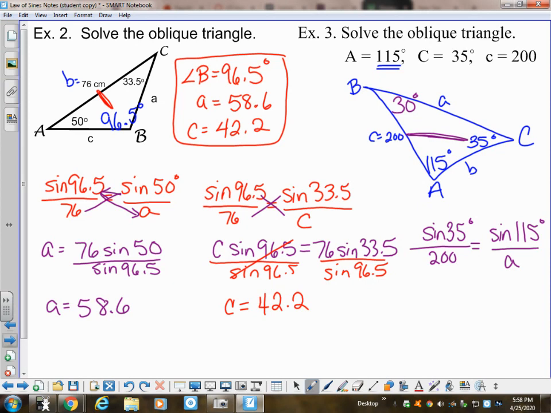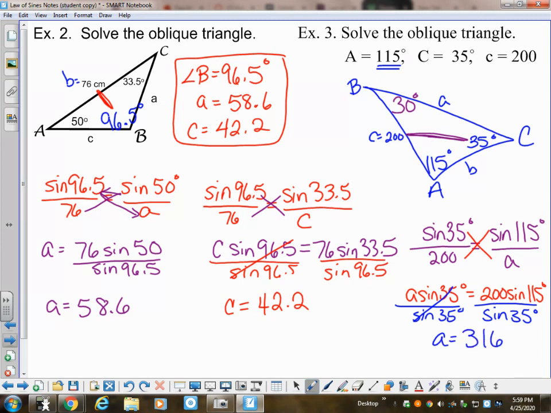All right, cross multiply. A times sine of 35 equals 200 times sine of 115. And then we divide sine of 35 over to the other side. All right, plug it into your calculator, and A is 316. Okay, so far the measure of angle B, we got to be 30 degrees. Okay, and then we just found side A.